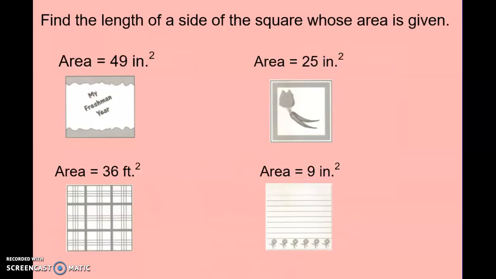Find the length of a side of the square whose area is given. The area of a square that's 49 inches squared would be 7 inches on each side. Likewise, area 25 square inches would give you a length of 5 inches on each side. 36 feet squared equals 6 feet on each side. An area with 9 inches squared would be 3 inches on each side.